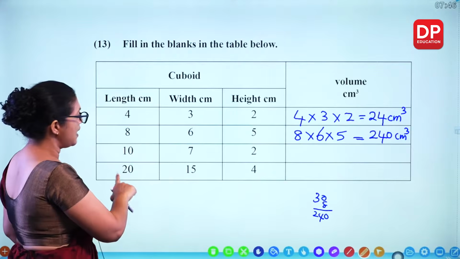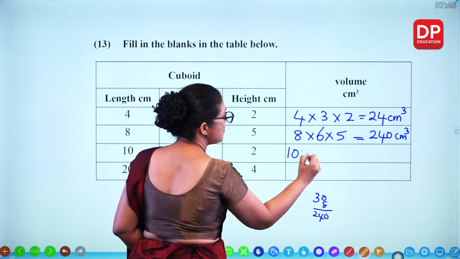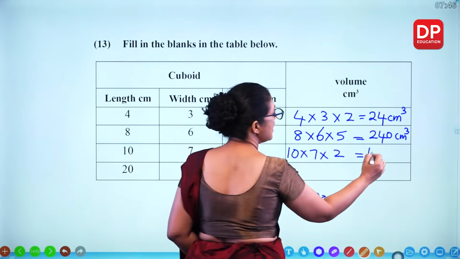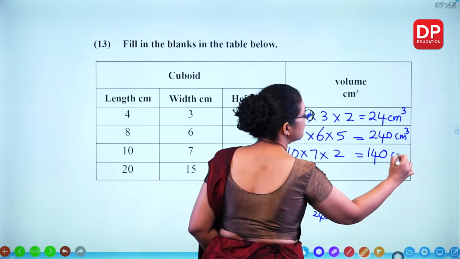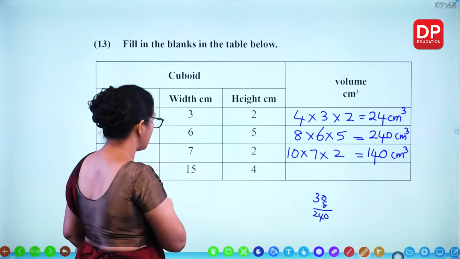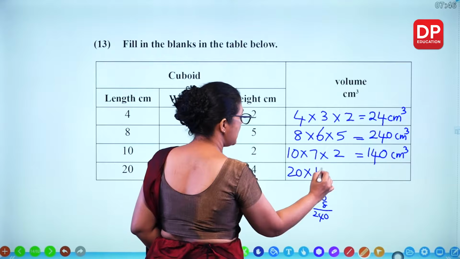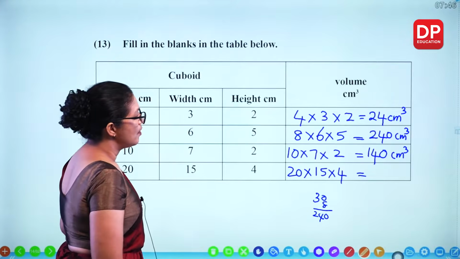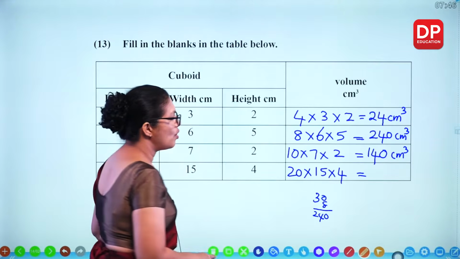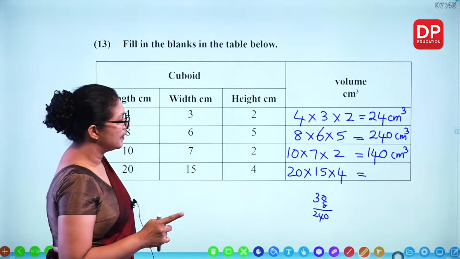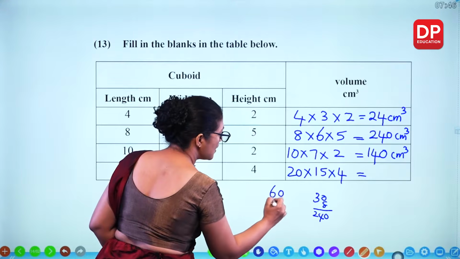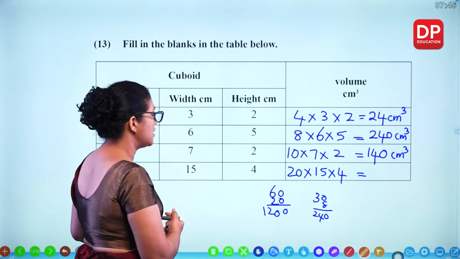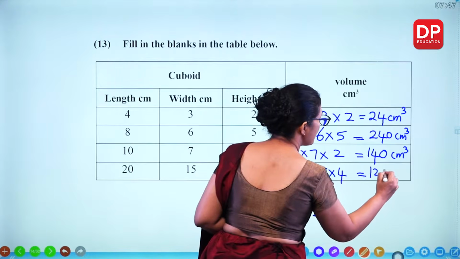This one, 10, 7, 2. 10 times 7 times 2. 7 times 2, 14, and put a 0. This one, 20 times 15 times 4. So 15 times 4 is 60. 60 times 20, you can put 1200.